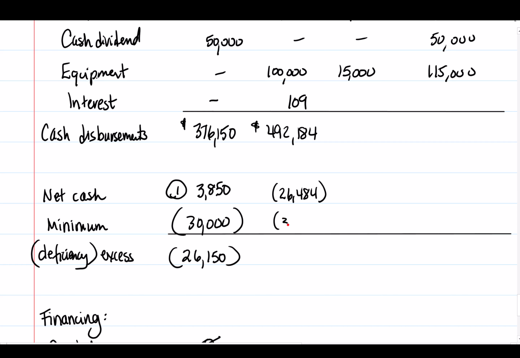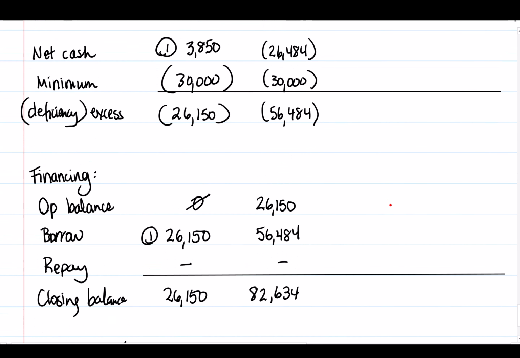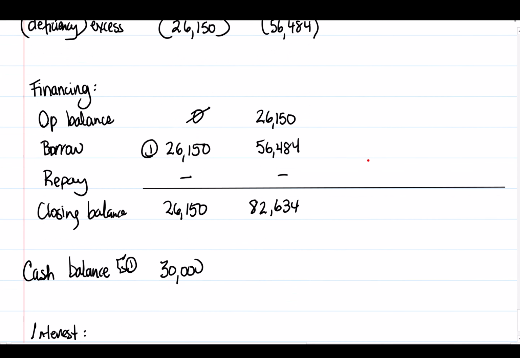We need to have a minimum cash balance of $30,000, so therefore we need to borrow $56,484. Our opening balance in our line of credit is $26,150. We borrow $56,484, and now we have a line of credit balance of $82,634. Which again, if you take your net cash, add what you borrow, you will get $30,000 is your ending cash balance.